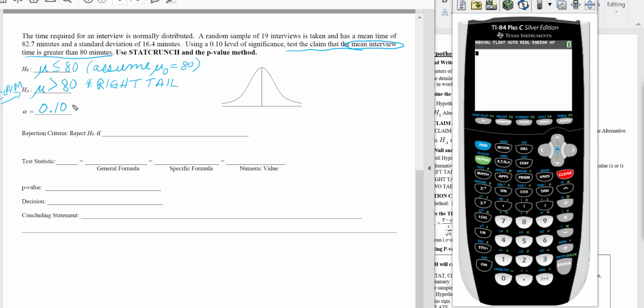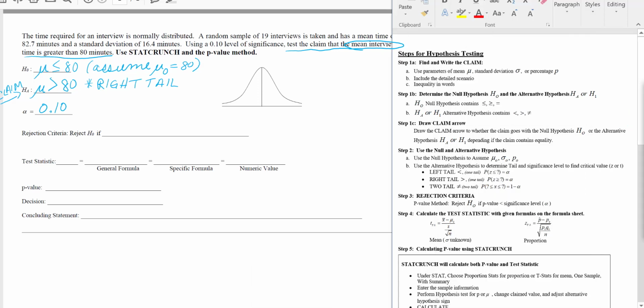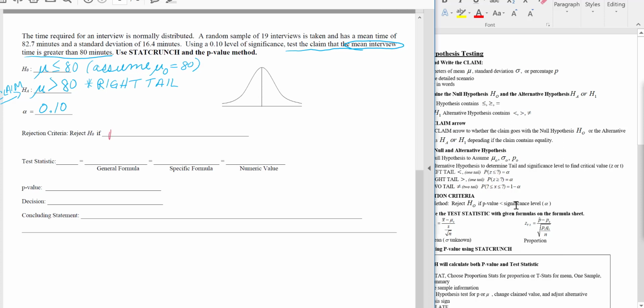Next, our rejection criteria. According to our information sheet, after we've written the claim down, the rejection criteria is the p-value method. We reject the null if the p-value is less than the significance level. So for this one, the p-value is going to be less than or equal to our significance level, in this case 0.10.